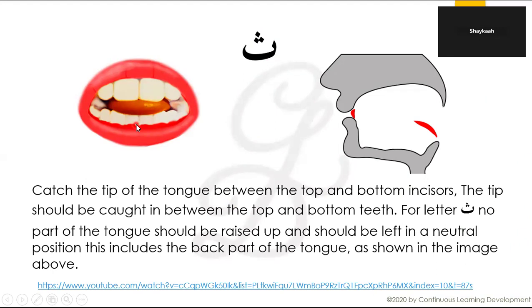So basically I am catching the tip of my tongue between the top and the bottom incisors, so the top and the bottom teeth. I don't want to bite it vigorously or tightly. So vigorously means I don't want to bite my tongue quite tight. I want to keep it light. I want to keep my teeth lightly pressed against the tip of my tongue.